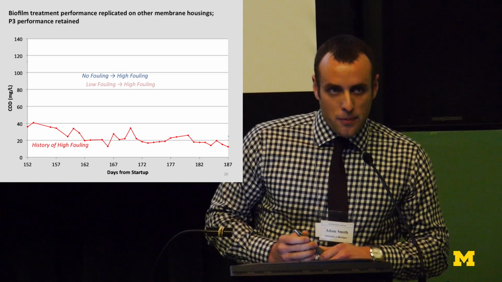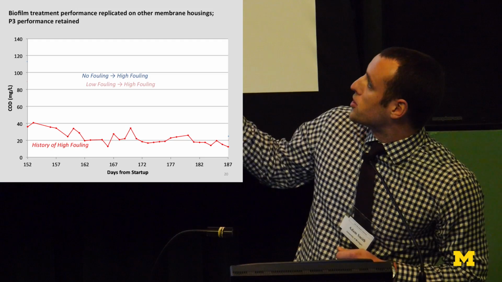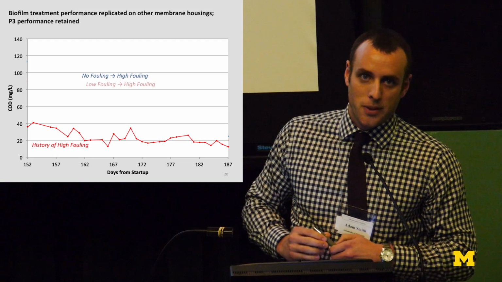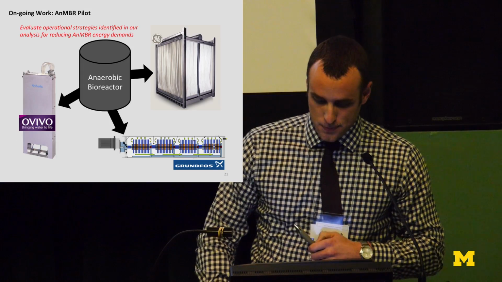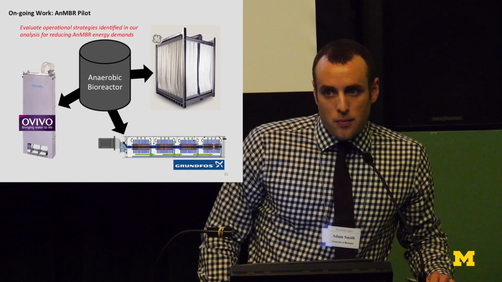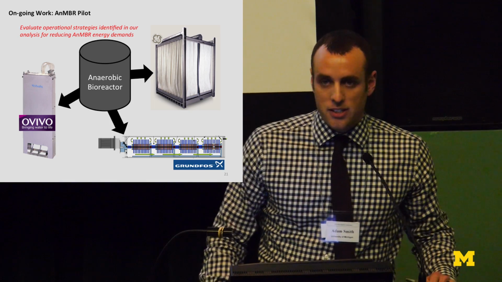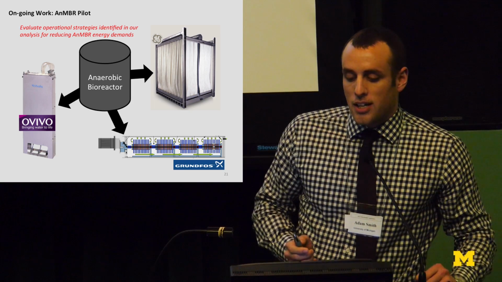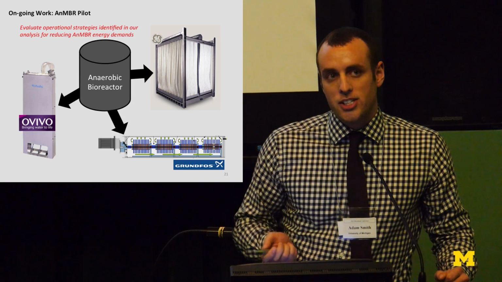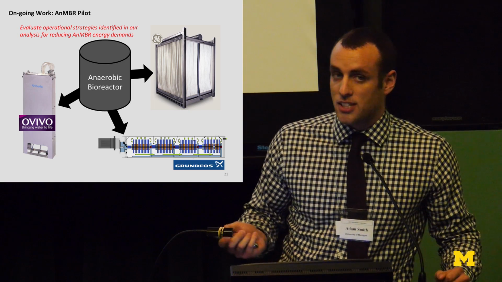When we look at the other 2 membrane housings, we found that the effluent quality began to converge by the end of the operational period, and in all cases we're achieving effluent CODs below 30 milligrams per liter. So some of the ongoing work that we're doing, which Lauren briefly mentioned, is a pilot-scale anaerobic membrane bioreactor that some of you will see tomorrow on the tour. And so we want to evaluate different operational strategies for reducing the energy demands using some of the design targets that we established in our life cycle assessment.